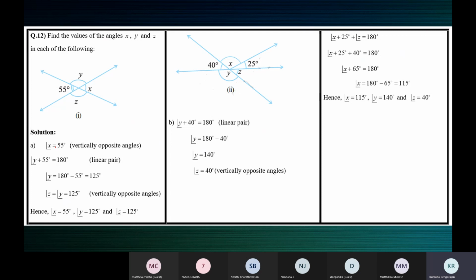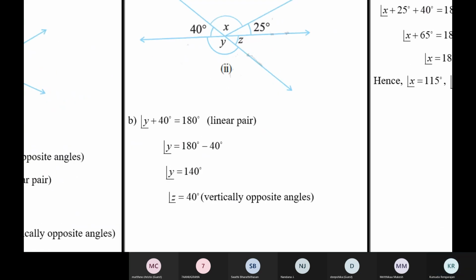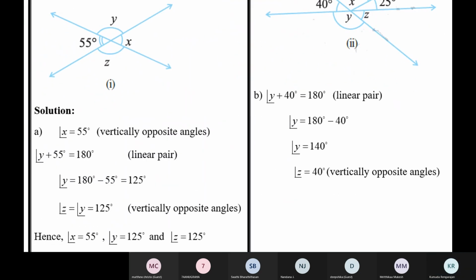So you can see it here. So in this first one, X is equal to 55 degrees. Vertically opposite angles are equal. X is 55. Then X and Y, they form a linear pair. Here I've taken Y and 55. What I've worked here is, you can do with X also. Here I've worked Y plus 55 is 180. Now you should understand that Y and 55 form a linear pair.